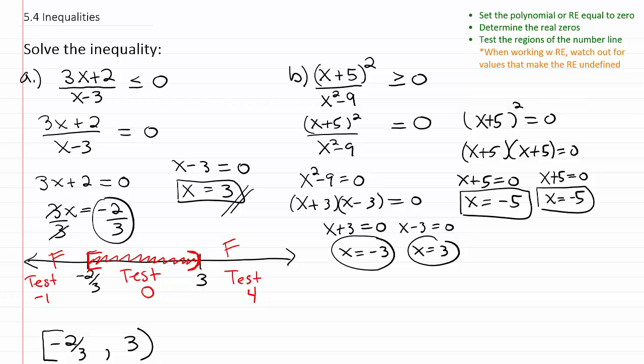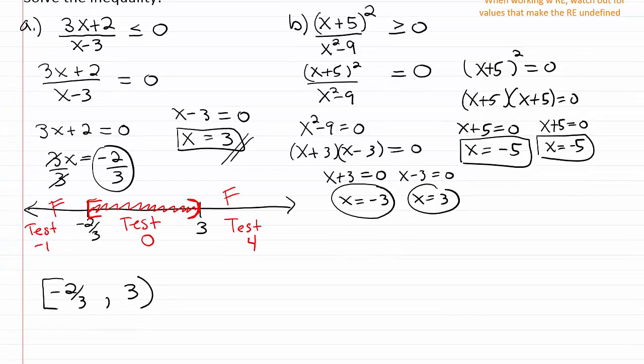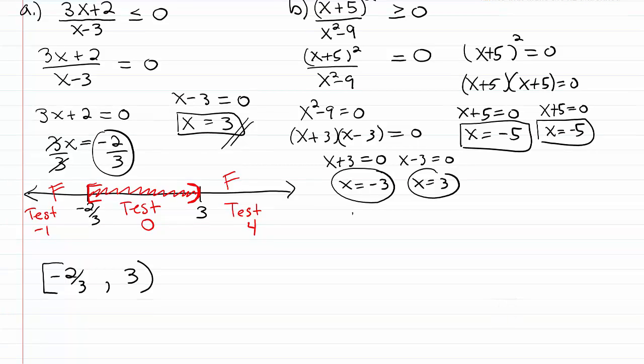Remember what we do with those? We have to put them on the number line just like we do with the other values, and then we have to test. So let's put them on a number line. So we have negative 5 is the first number that we'd come across. Then we'd have negative 3, and then positive 3. And let's go ahead and test.